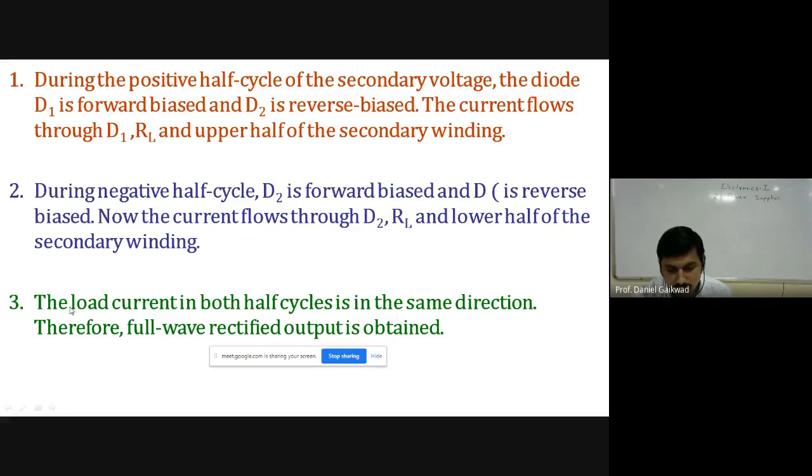Now check carefully. The load current in both half cycles is in the same direction. Therefore, full wave rectifier output is obtained. Both the half cycles appear as positive half cycles, both in the same direction.